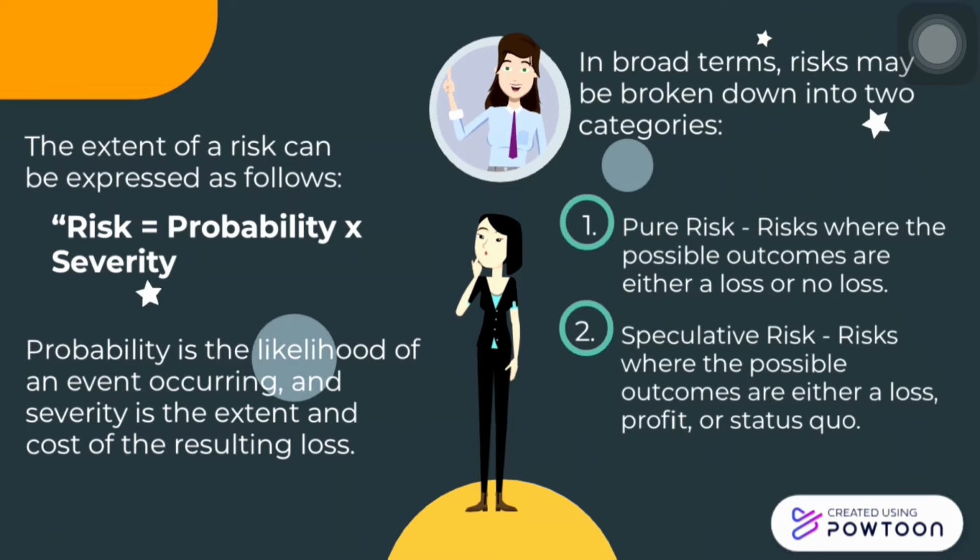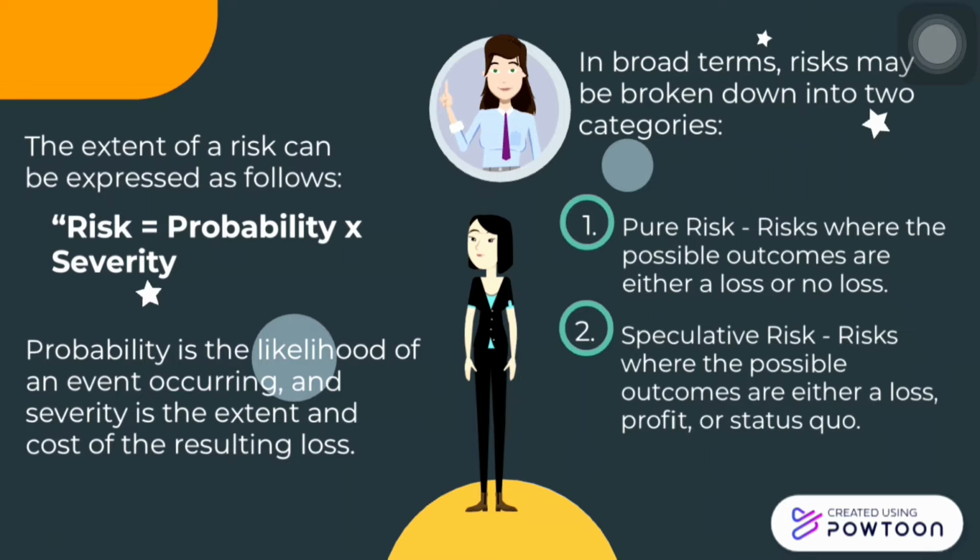In broad terms, risk may be broken down into two categories. Number 1, pure risk. Risk where the possible outcomes are either a loss or no loss. It includes things like fire loss, a building being burglarized, having an employee involved in a motor vehicle accident, etc. Number 2, speculative risk. Risk where the possible outcomes are either a loss, profit, or status quo. It includes things like stock market investments and business decisions such as new product lines, new locations, etc.